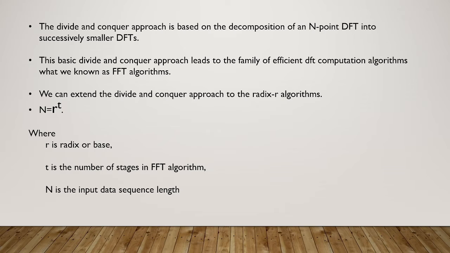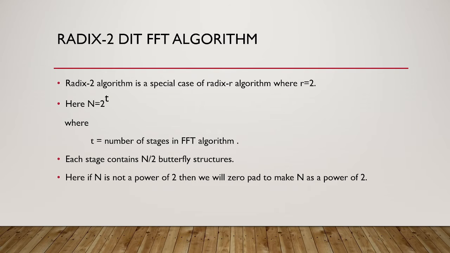FFT algorithms. We can extend the divide and conquer approach to the radix algorithm. Here n is written as r power t, where r is the radix or base, t is the number of stages in the FFT algorithm, and n is the input data sequence length. Radix-2 DIT FFT algorithm. The Radix-2 algorithm is a special case of the Radix-r algorithm where r is equal to 2. Here n is written as 2 power t, where the radix is 2 and t is the number of stages in the FFT algorithm.